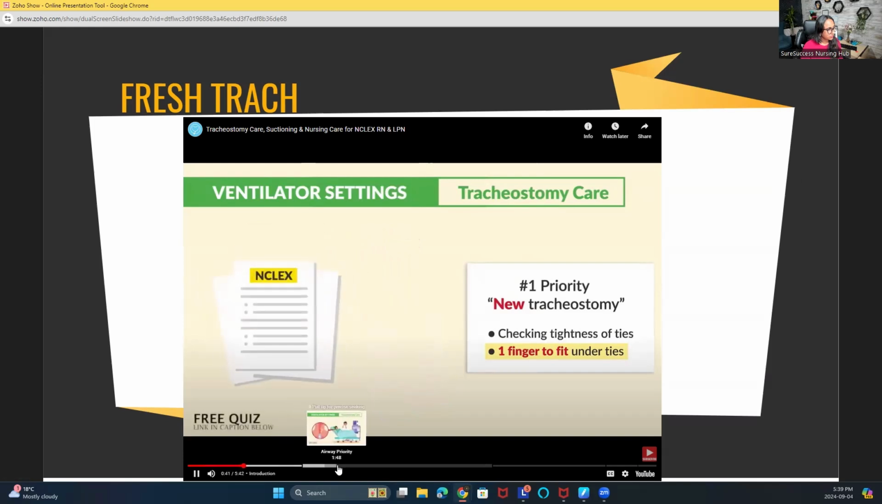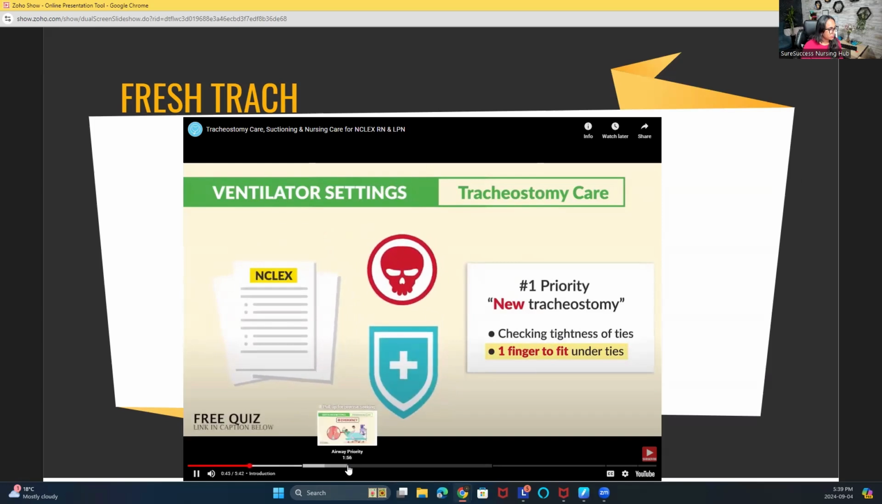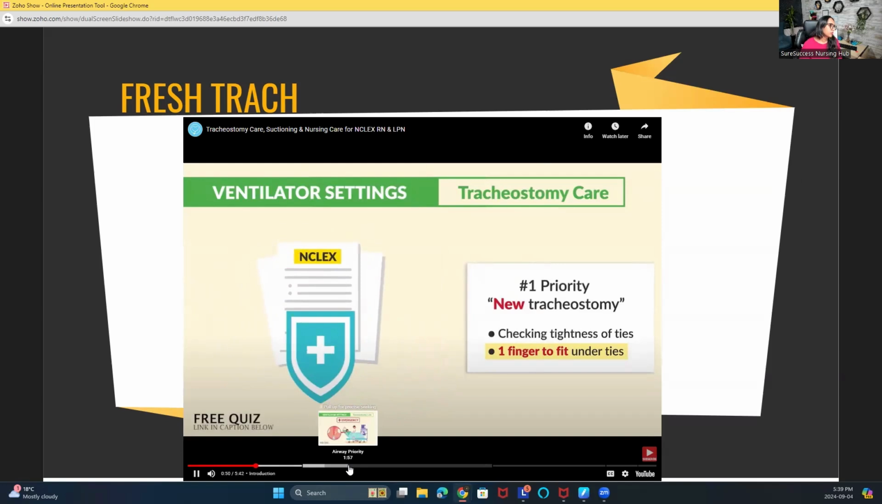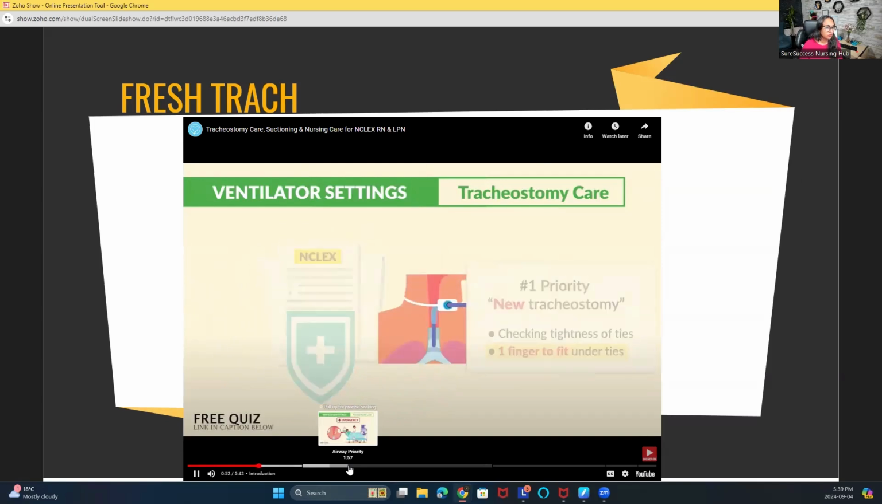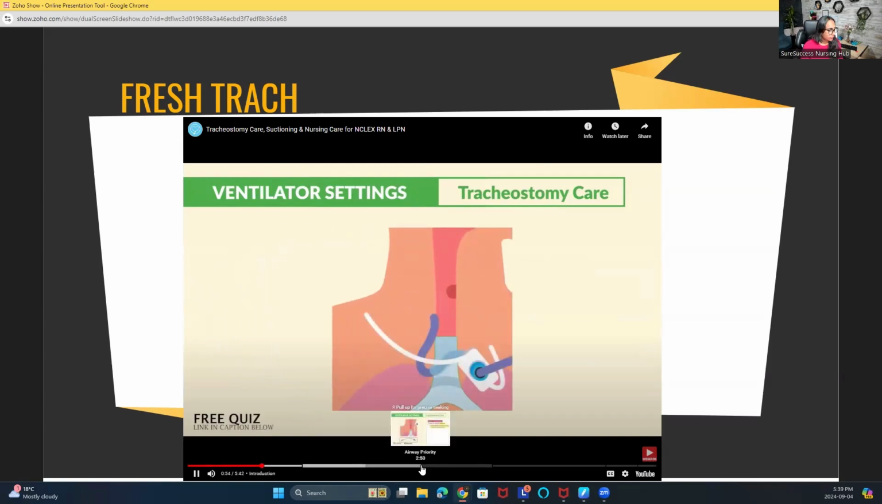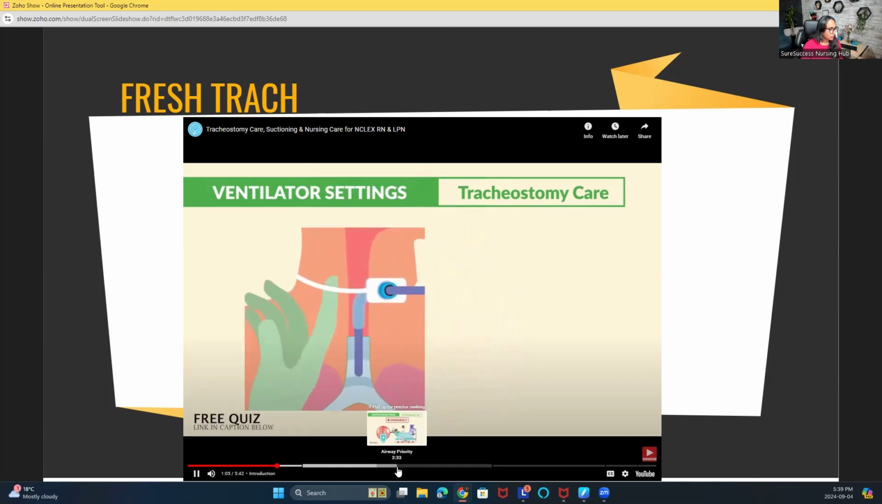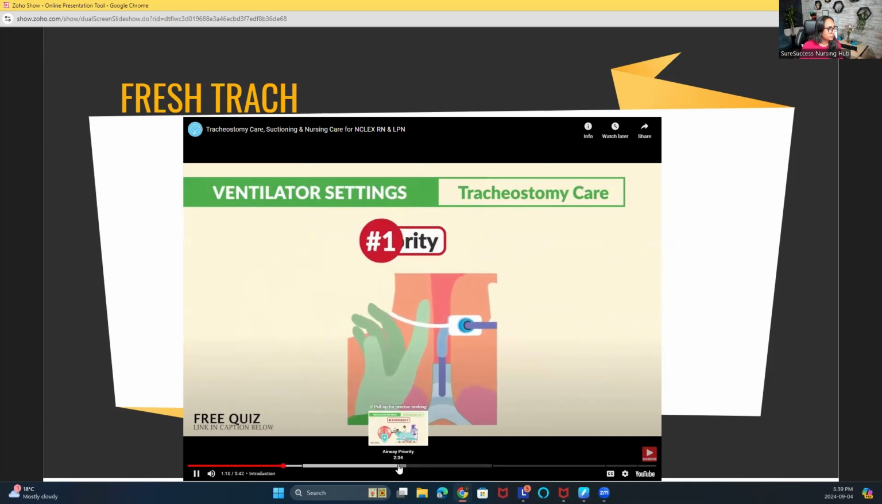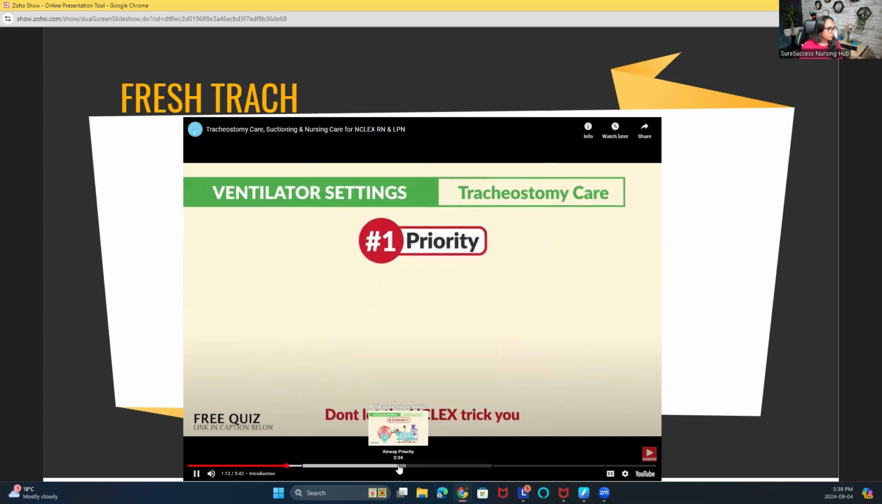Now, the NCLEX focuses on things that will kill the patient and other safety topics primarily. So always focus on things that will kill the patient or cause harm. The worst thing that can happen is accidental dislodgement of this tube, resulting in that loss of airway, since a new trach placement is very difficult to reinsert because it takes time to heal. So we must check the tightness of the ties to prevent that lost airway. That's always the number one priority. So don't let the NCLEX trick you here.